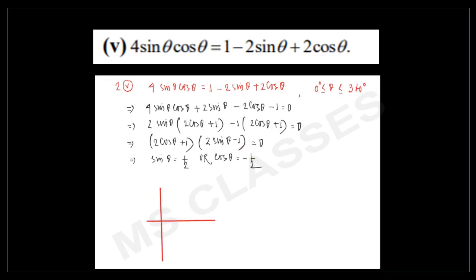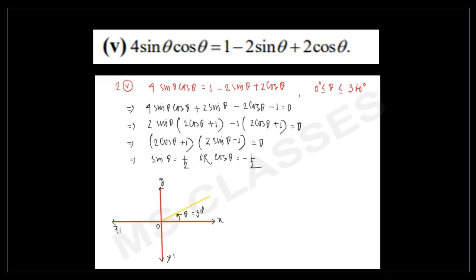First of all, it is given sin theta. Sin theta is positive in which quadrants? The first and second quadrants. Now in the first quadrant, sin theta equals half, so theta must be what? Theta equals 30 degrees, since sin theta equals half. That's in the first quadrant.